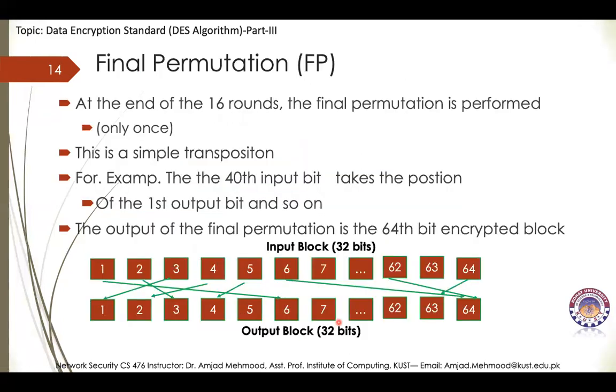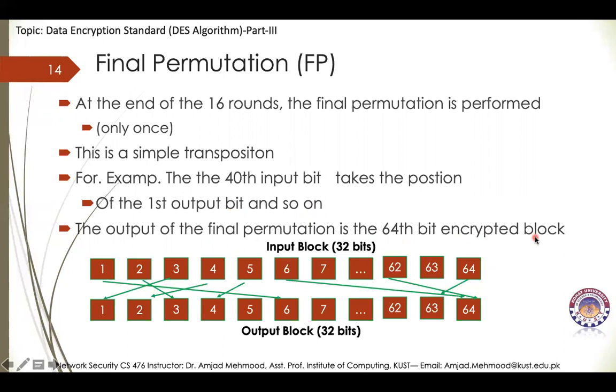Like the initial permutation, the final permutation is also performed at the end of the 16 rounds, and this is performed once. This is a simple transposition. For example, the 40th input bit takes the position of the first output bit, and so on. So this is just a jugglery of positions, as you know the function of permutation. In a permutation, you just change the position of bits. The output of the final permutation is the 64-bit encrypted block.